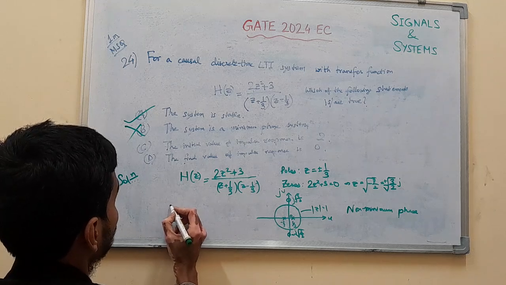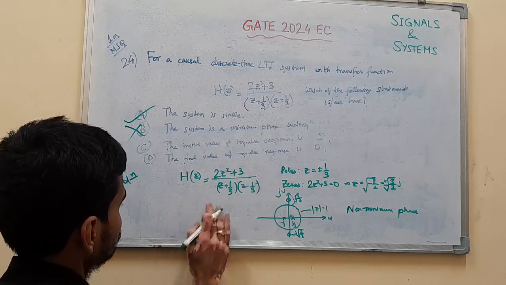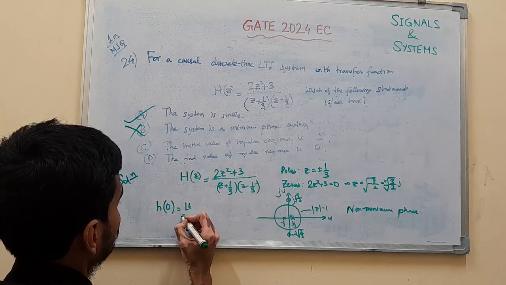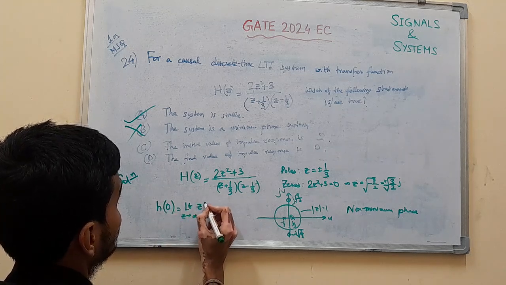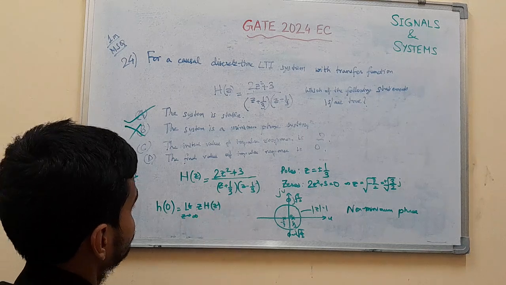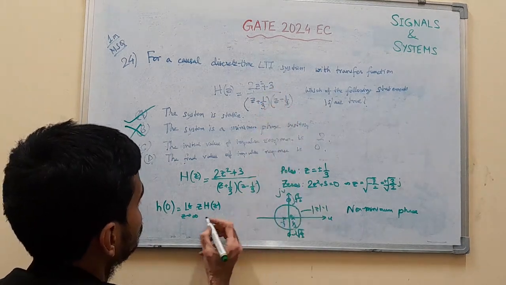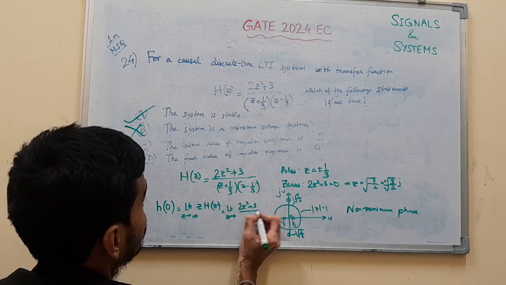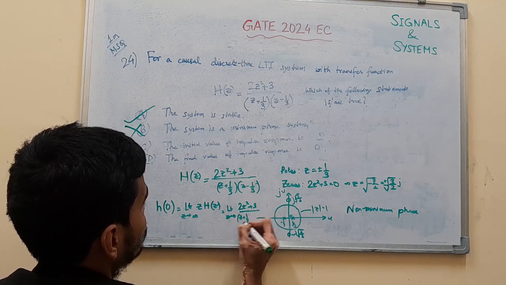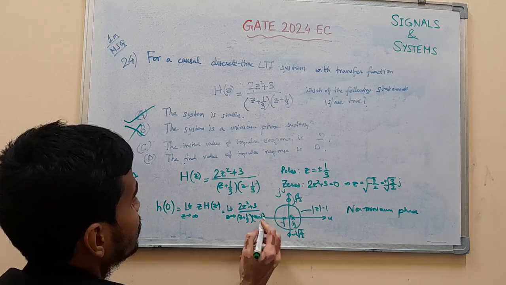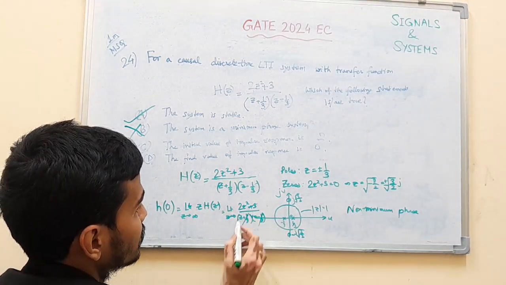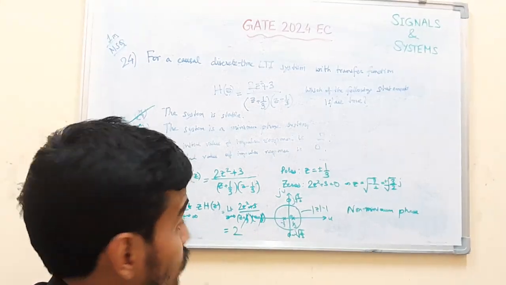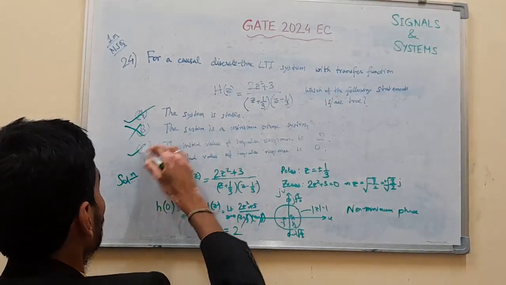Initial value is basically what? h of 0 is the limit z tends to infinity of H(z). If you put infinity here, limit z tends to infinity of (2z square plus 3) upon (z plus 1/3)(z minus 1/3). Infinity means the constant terms will be neglected. 2z square by z square will be 2. So the initial value of the impulse response will be 2, correct.